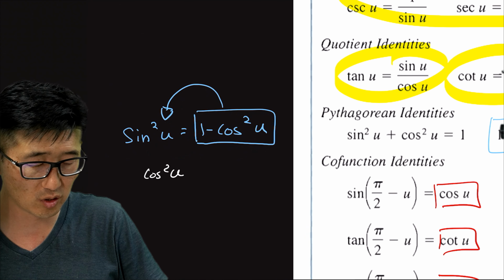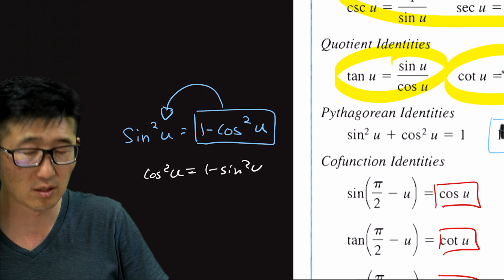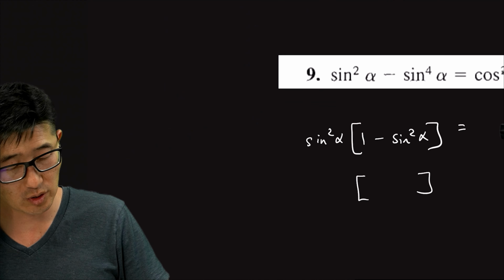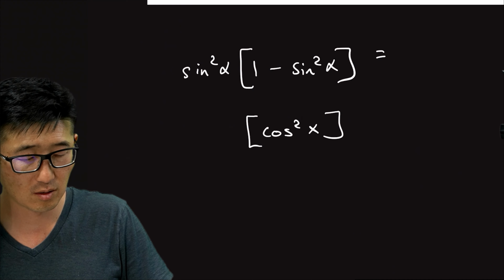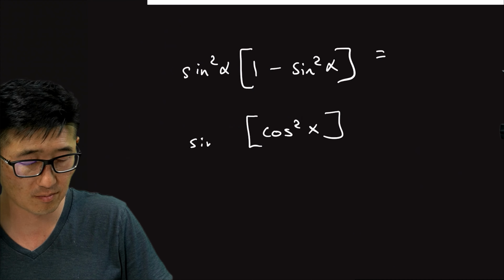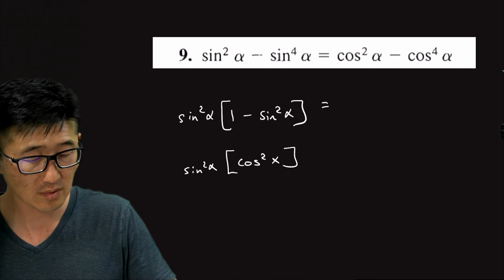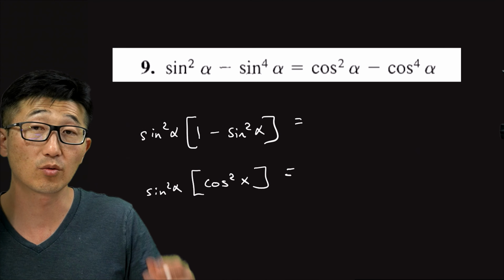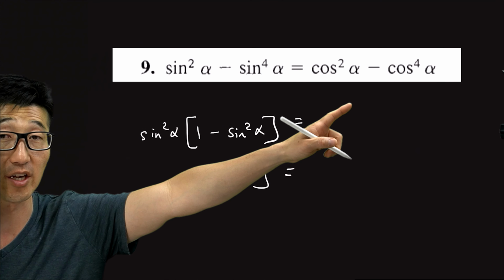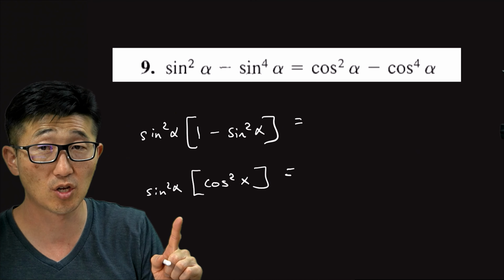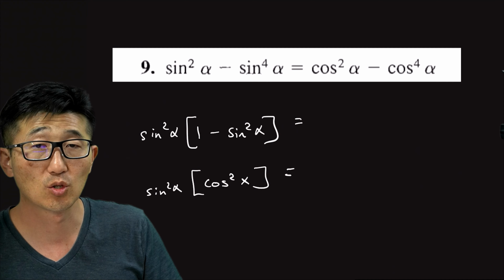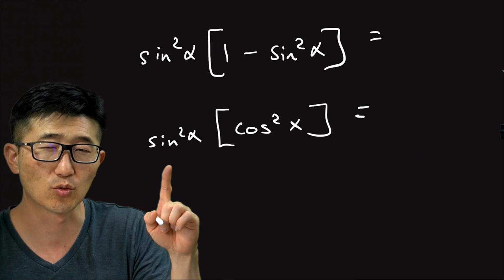Well, remember this? Sine squared u is equal to 1 minus cosine squared u, and vice versa. Cosine squared u is equal to 1 minus sine squared u. So what can I replace this with? Cosine squared x. You see that? Now the question is, why did I do that? Well, you want to keep your eye on the other side that you're headed. Everything is cosine, so we have to replace this with cosine, right? So we replace this guy with cosine. What about this? What is this going to become?